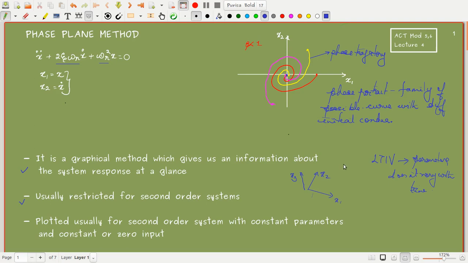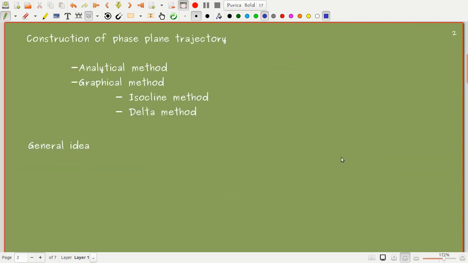Okay, so now we will see a little bit more on the phase portrait. We have seen the phase trajectories for different systems, and today we have also seen them in MATLAB. Now we should know how to plot all these things. If we are given a system, we should know how to plot it.